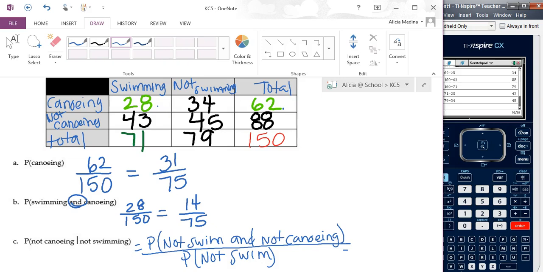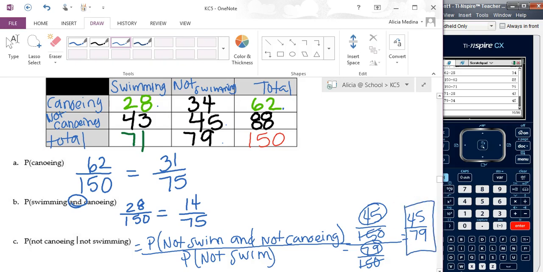Alright, so where does not swimming and not canoeing meet? That will be 45 out of my 150, all over the probability of just people not swimming, which would be 79 over 150. When we are simplifying these, we see that it's just going to be 45 over 79. I think I said 75. All right, that cannot be simplified, so that is our final answer.